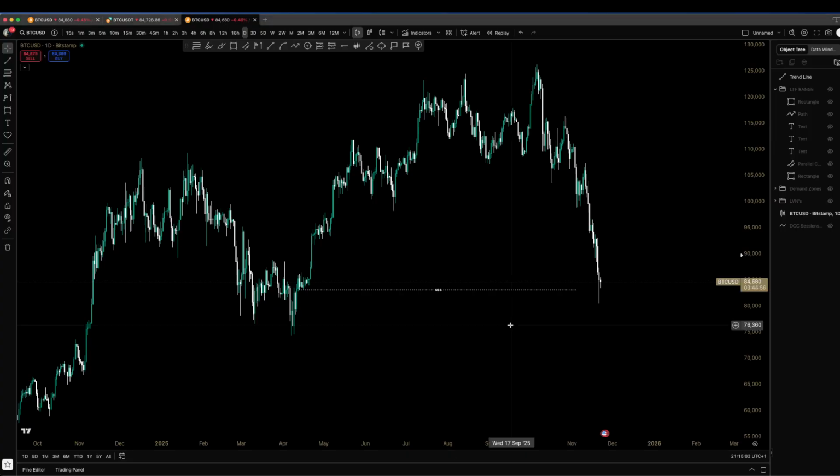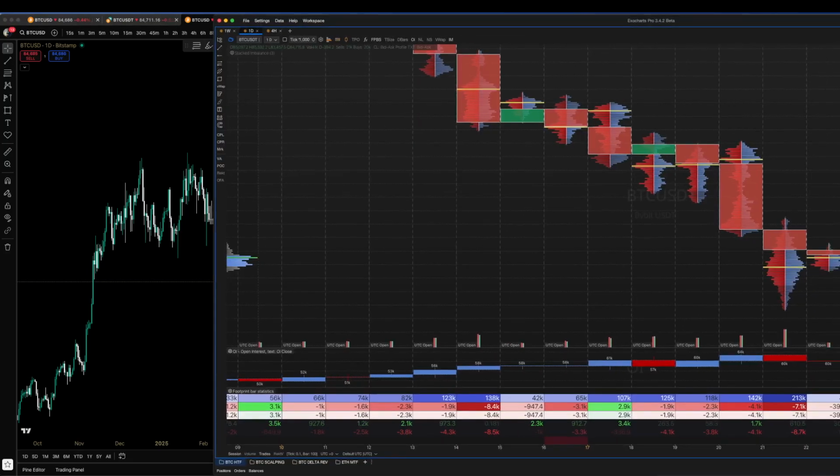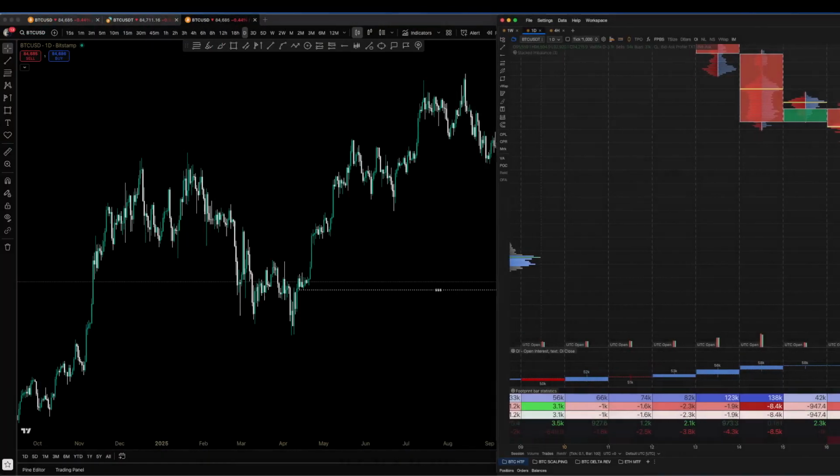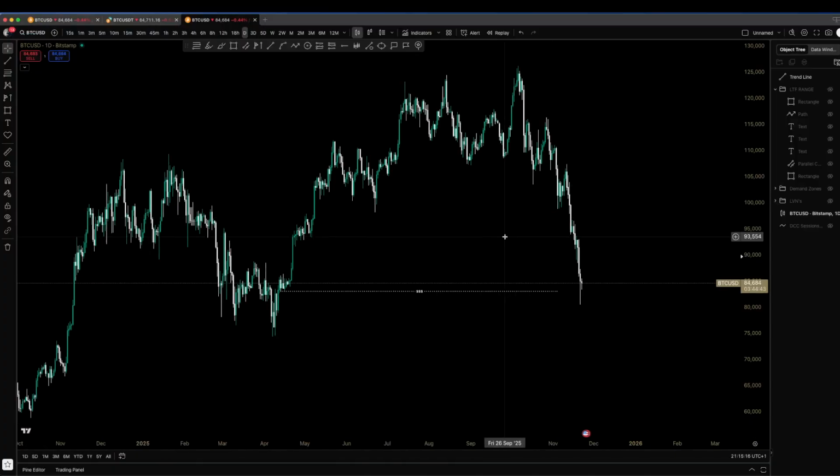So we will start on the higher time frame and work our way down to the lower time frames, and then we will go to the order flow. So let's start with the higher time frame.